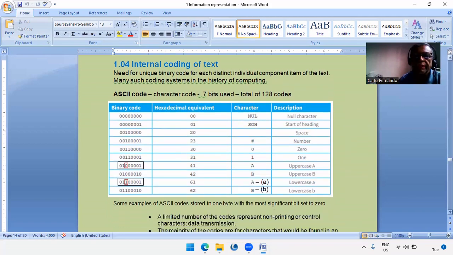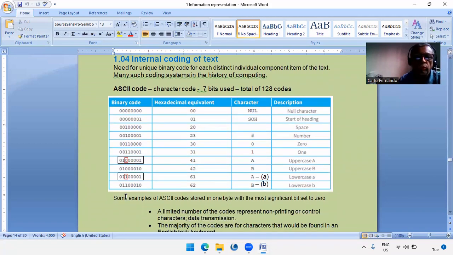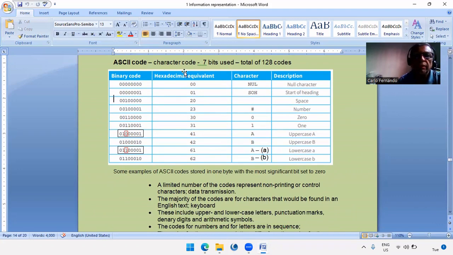Already you know we have done binary. So here is a part of the code. Some examples of ASCII code stored in 1 byte with the most significant bit set to 0. So in the 1 byte, we don't use the most significant bit on this side. Bit number 7, starting from bit 0, bit 1, bit 2, that's the way it goes. So that is not used. That's why 7 bits are used for the data.